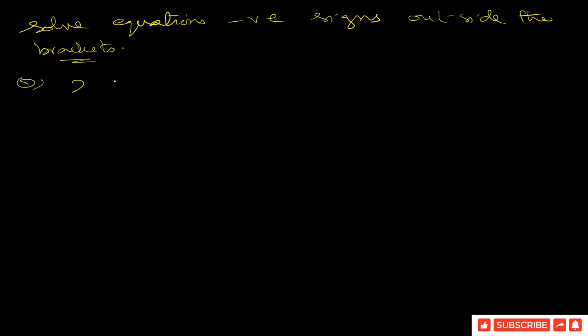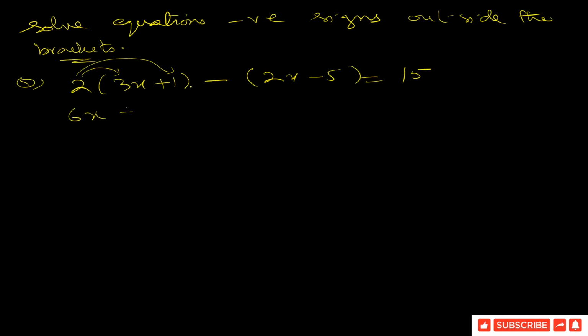2 times (3x plus 1) minus (2x minus 5) equals 15. Now, how do we solve it? First of all, we solve the brackets, which means we open the bracket. This becomes 2 times 3 is 6x. Now, 2 times 1 is plus 2. Now, we open the other bracket. As you know, we have already done this in our previous video. We learned that whenever you have a negative sign outside the bracket, you always change the signs of all terms inside the bracket.